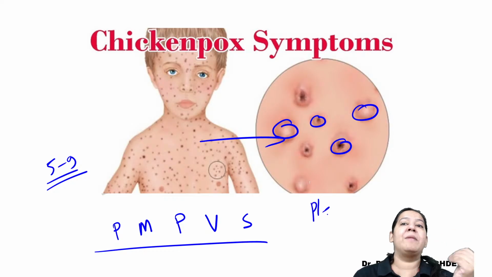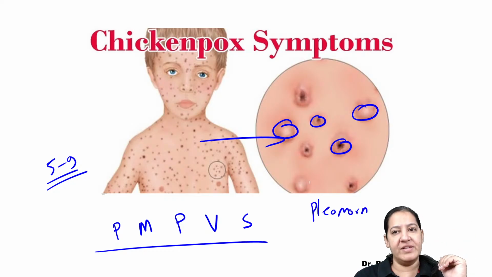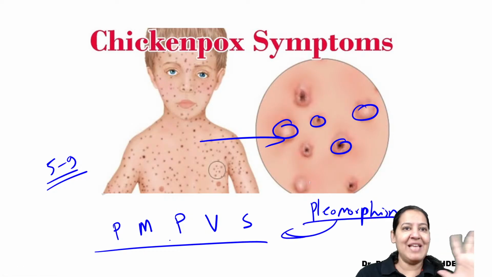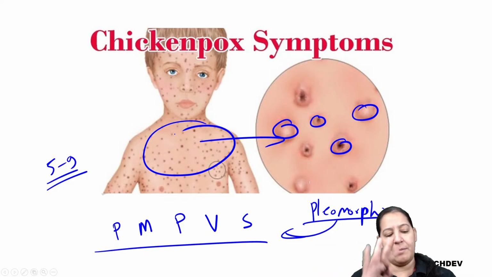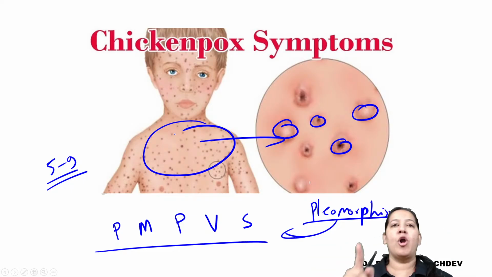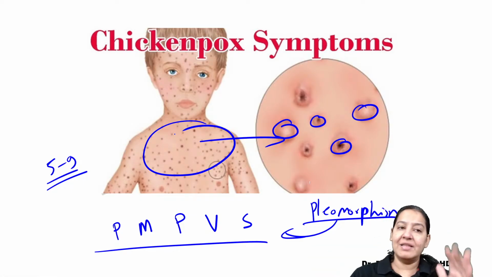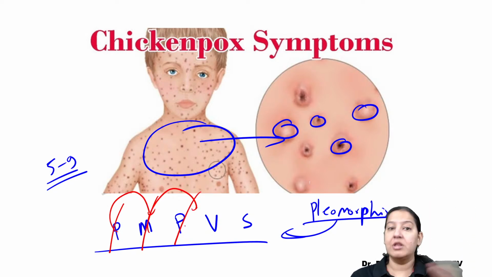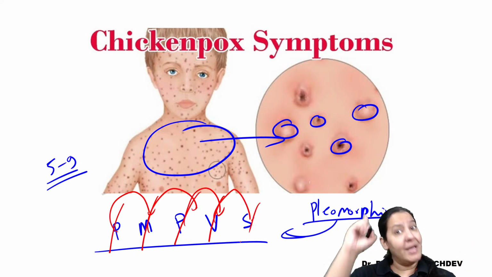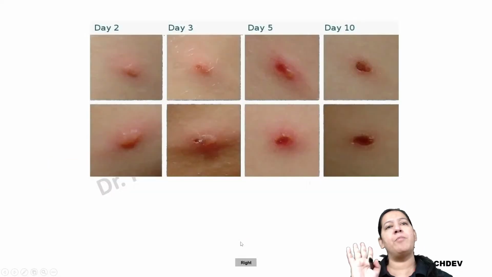So I have told you there is pleomorphism. What do you mean by pleomorphism? Pleomorphism means various stages at the same time. In the zoom version, you can see some of them are papules, some are pustules, some are macules. But in smallpox, all are in the same stage. They all become papules, they all mature, they all become pustules, they all become vesicles, they all become scabs. But here in chickenpox, there is pleomorphism.